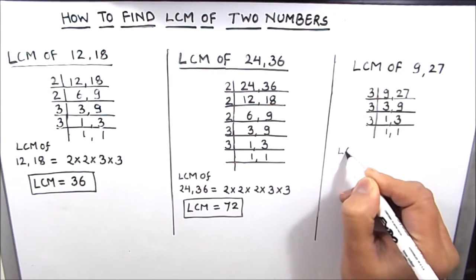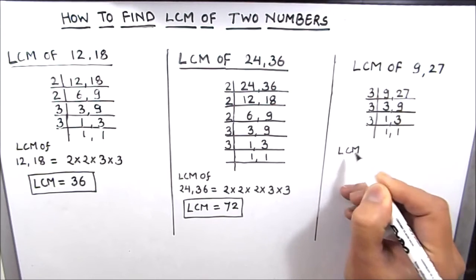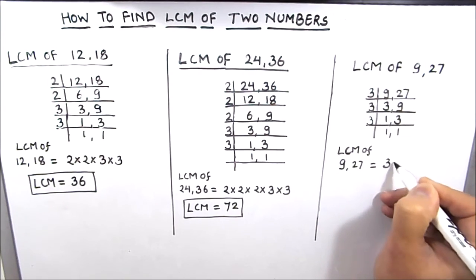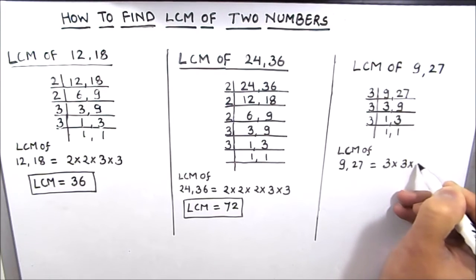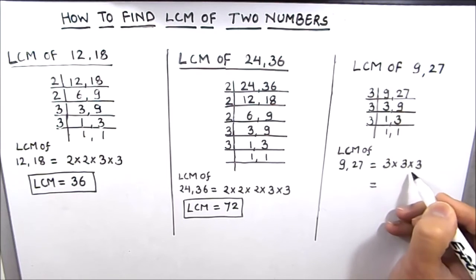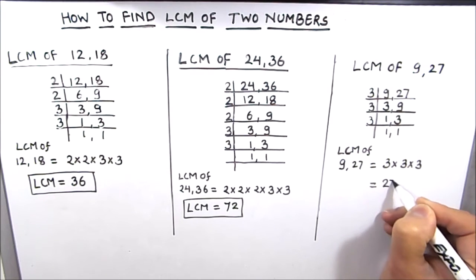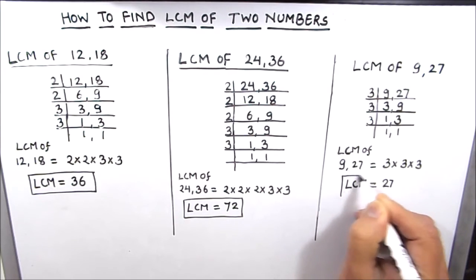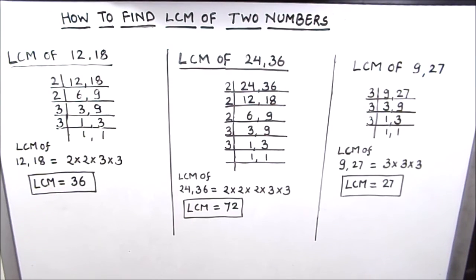So the LCM of the two numbers 9 and 27 will be the product of all the numbers on the left hand side of the ladder, which is 3 times 3 times 3, which is equal to 3 times 3 is 9, 9 times 3 is 27. So the LCM of 9 and 27 is 27. So this is how we can find the LCM of two numbers easily by using the factor method or the prime factorization method. I hope this video is helpful to you.